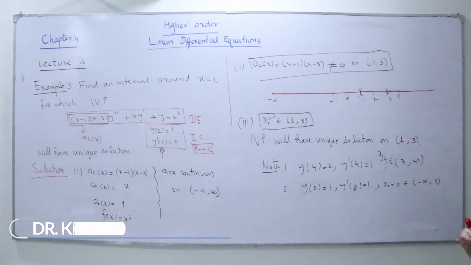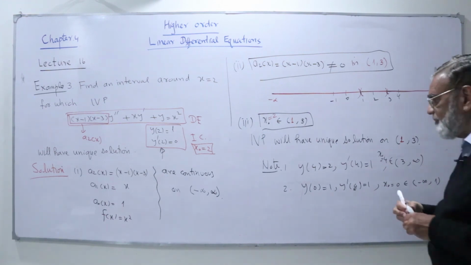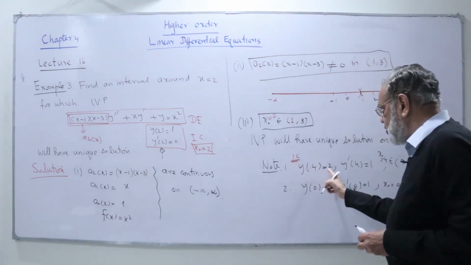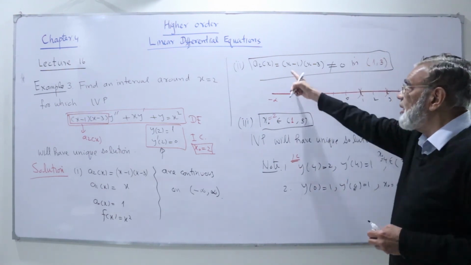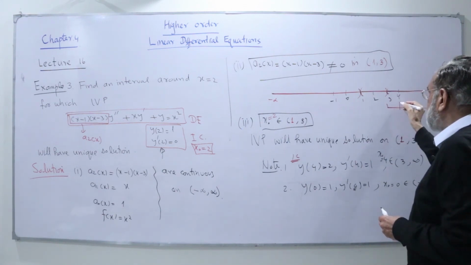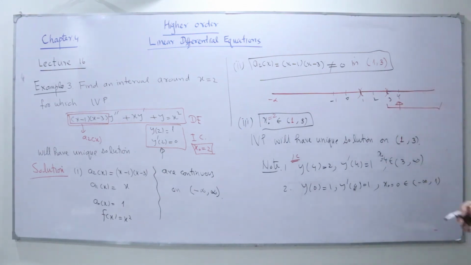I change the example. This is my initial condition, now defined at x equal to 4. Having the same a2 of x, I want to take x equal to 4. My x equal to 4 is coming here. So the interval that contains x equal to 4 is from 3 to infinity.